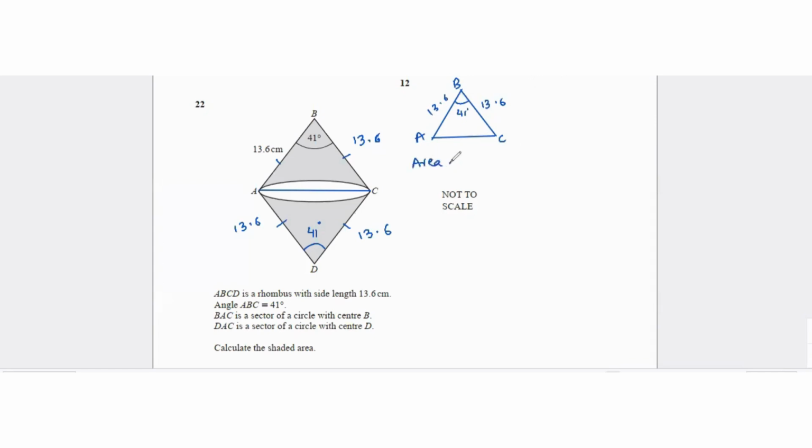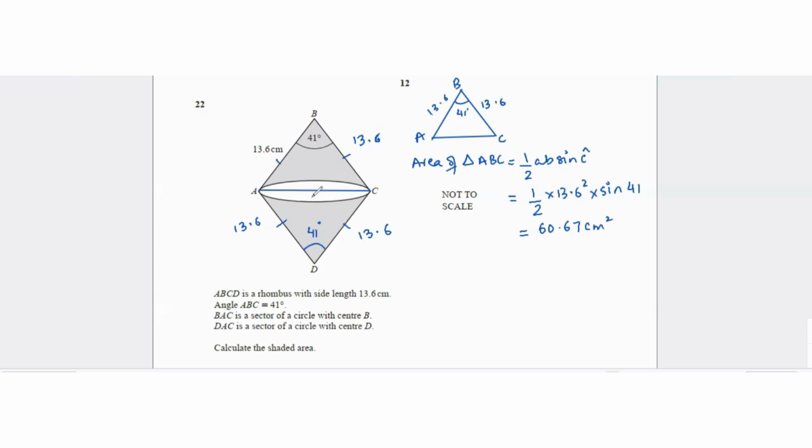So I'm going to start with calculating the area of this triangle ABC. The area of triangle ABC is going to be calculated using the formula 1 over 2 AB sine of angle C. This formula is used when we have a non-right angle triangle, and we need to have two lengths and the angle between them. This triangle meets the conditions. Hence, we're going to use this formula. So 1 over 2 times 13.6 squared times sine of angle 41. When we solve that, we get 60.67 centimeters squared.